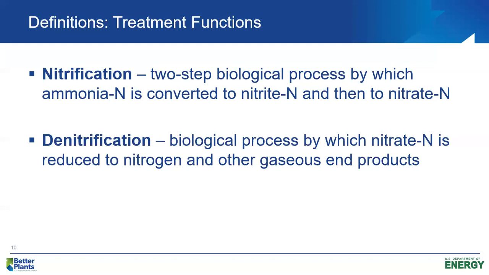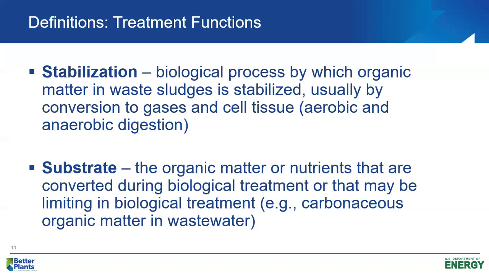Let's talk a little bit about stabilization. When we talk about stabilization, usually we're talking about oxidizing the organic matter in our waste sludge. So when we stabilize sludge, we're trying to reduce its odor-causing potential. We're trying to reduce the pathogen content of the sludge. We're trying to destroy organic matter. We're trying to reduce the vector attraction potential of the sludge. So we don't want the sludge, when it's disposed of on the land, to attract flies and birds and rats and other vectors. So we do that through stabilization, and we can aerobically stabilize the sludge. We can anaerobically stabilize the sludge.